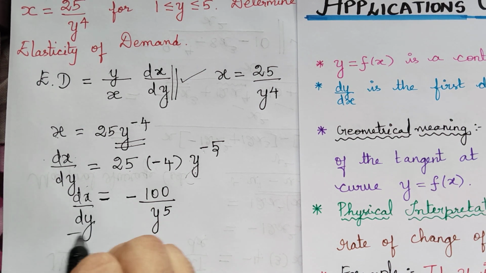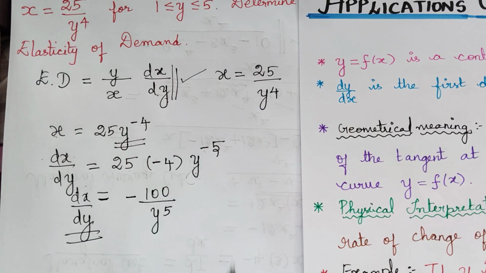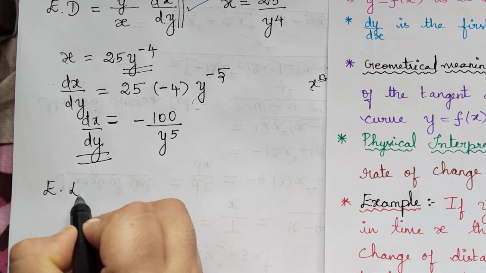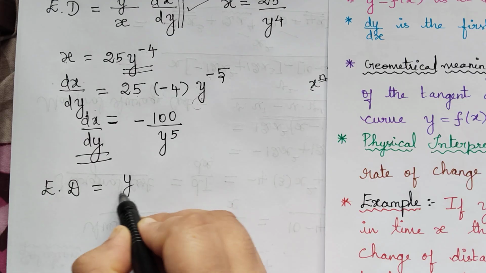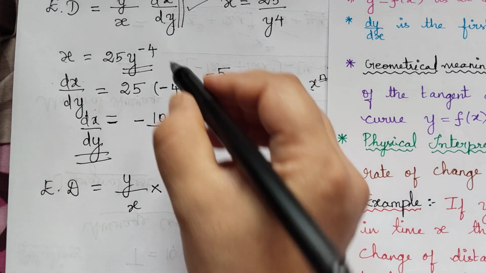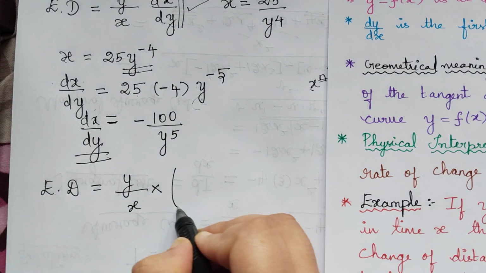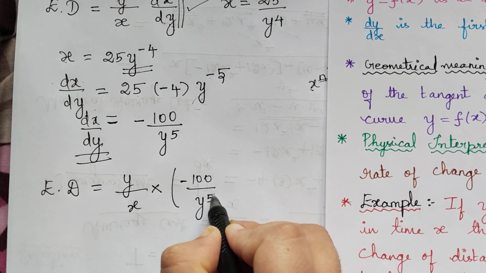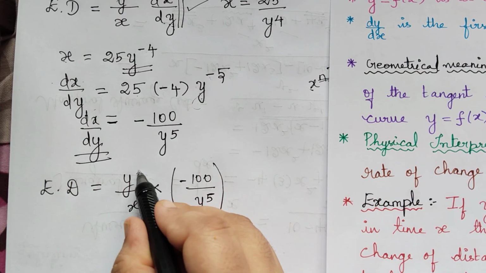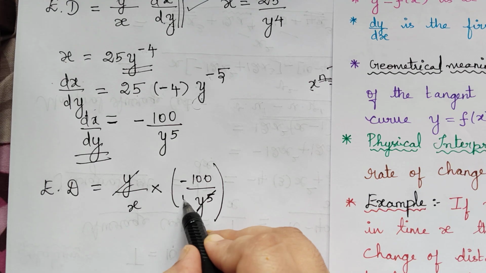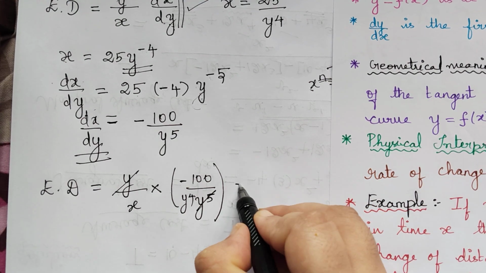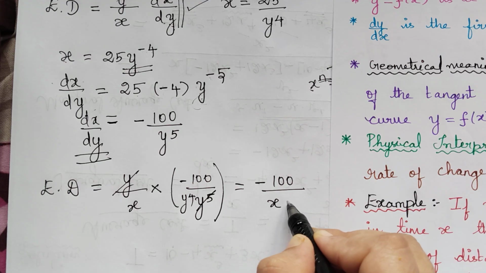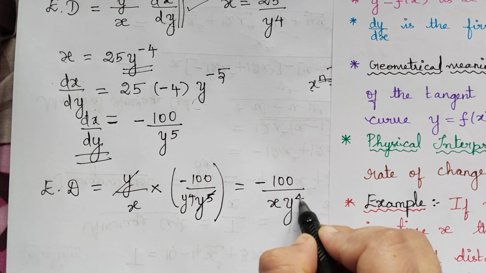Now we shall substitute this in the formula. So the elasticity of demand will be equal to y by x multiplied with dx by dy, which is minus 100 divided by y to the power 5. One of the y's gets cancelled, and here it becomes y power 4. And so the answer will be minus 100 divided by x multiplied with y to the power 4.